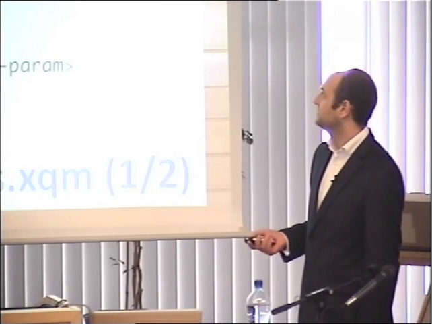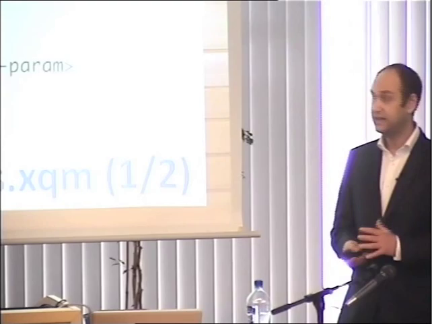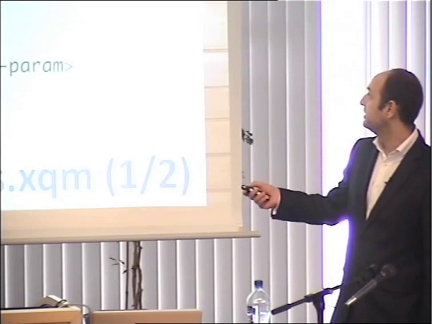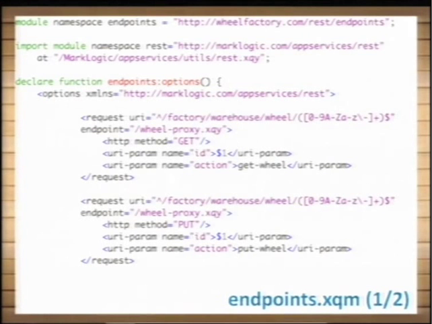So arguably, this is a little bit better, because I don't have to write so much XQuery. It's more declarative. I can just write some XML that says, for this URI here, I want to match this pattern, so this is the ID of my wheel. I can go and extract that ID, right? And I can call an XQuery script. So we've got 4 endpoints in here. There's another page of this, 1 for each of our functions.